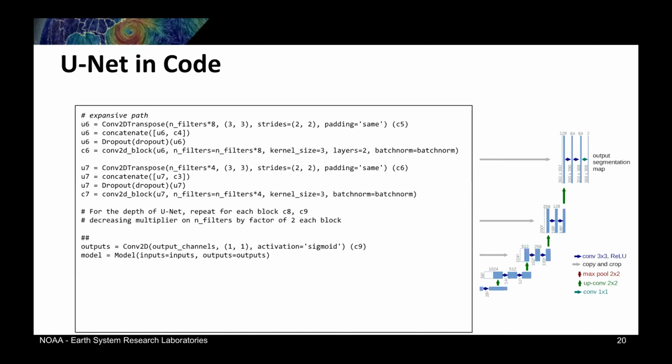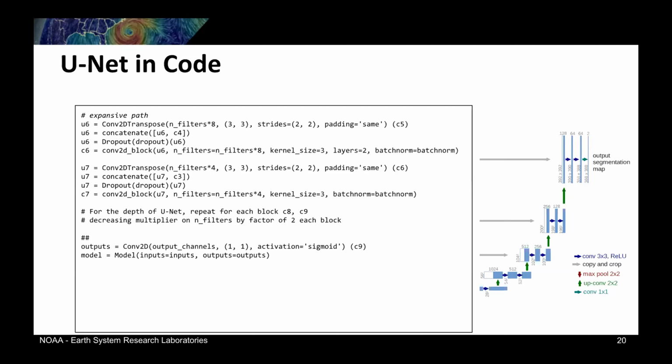You can see at the bottom here our eventual output layer is a single 1 by 1 convolutional to our output segmentation map. And then our model is comprised of our input and output arrays here. Important to note on this side is that we decrease our number of filters by 2 as we go up through the scale. So you can see that we go from 8 to 4, and then to 2, and then to 1 as we go up through the expansive path of this particular UNet structure.